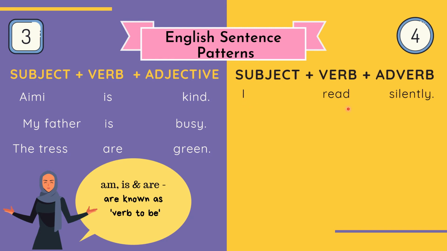First one, I read silently. So the subject is I, verb is read, and the adverb is silently. Next example, she sleeps soundly. So subject she, verb sleeps, and adverb is soundly. Just sebagai nota tambahan, sleep soundly maksudnya dia tidur lena, dia tidur nyenyak, bukannya dia tidur dengan berbunyi.